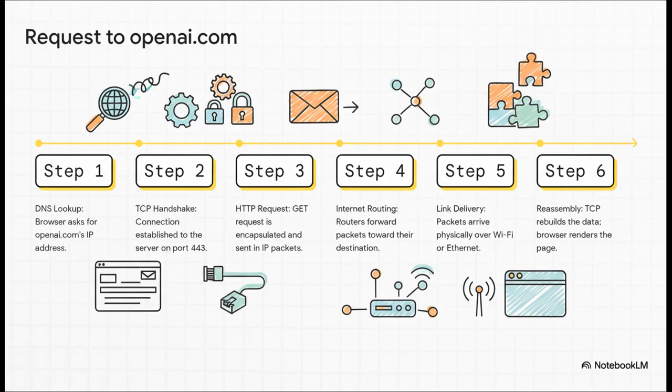4. Now we're at the internet layer. Routers all over the world start forwarding these IP packets, hop by hop by hop, towards their final destination. 5. The link layer does its thing, and the packets physically arrive over your Wi-Fi or your Ethernet cable. And finally, 6. On the other side, the whole process happens in reverse. The layers are unwrapped, TCP perfectly reassembles all the pieces in the right order, and bam, the web page appears in your browser. It just feels seamless.